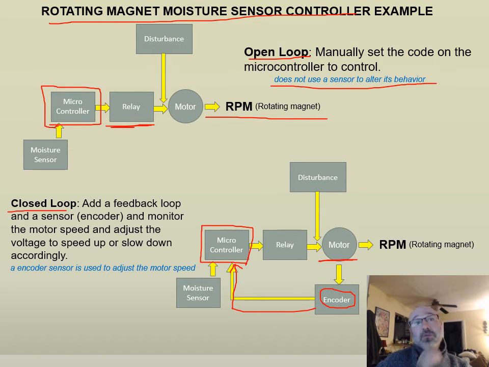So a closed loop system has, again, this feedback loop, in our case a sensor or an encoder, and it monitors the speed of the motor or whether the motor's on or off, and adjusts the voltage to speed it up or slow it down, or it adjusts the threshold levels in our microcontroller to tell us when to click our relay on and off.